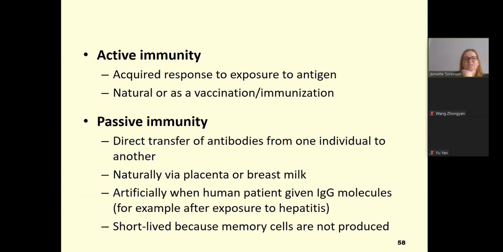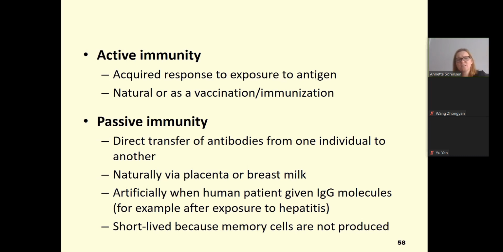Okay, so active immunity versus passive immunity. Active immunity is when you have acquired a response to an antigen, so you have been exposed to it, you've got memory B cells, and these memory B cells very quickly eliminate the pathogen or whatever is expressing this antigen. That could obviously be you being exposed to this naturally, or it could be that you have been vaccinated or immunized against whatever this antigen or pathogen might be.